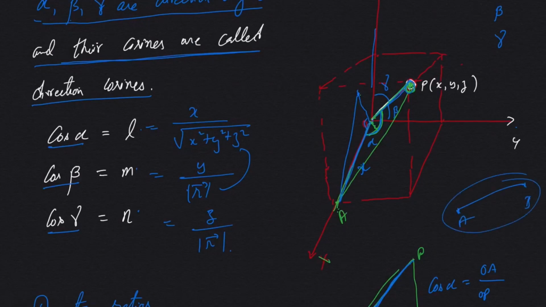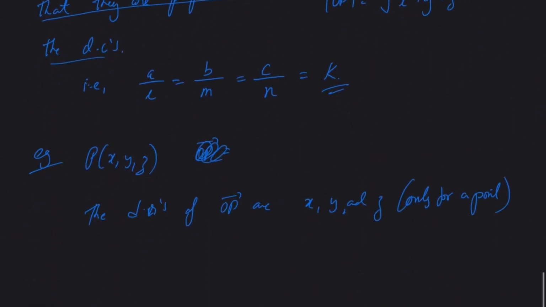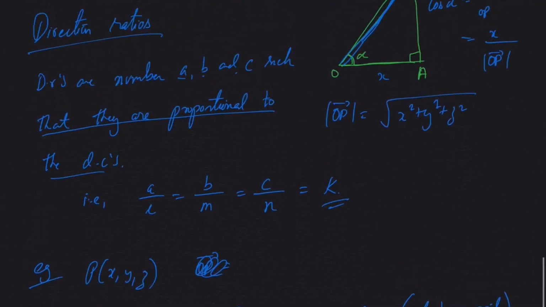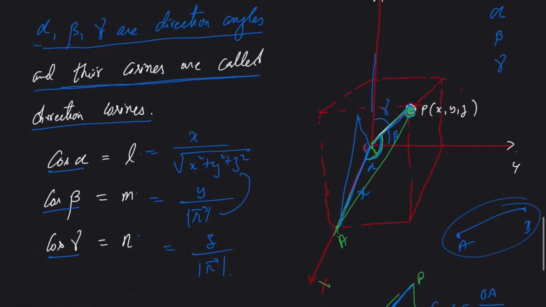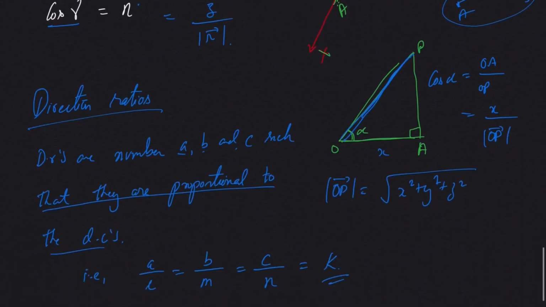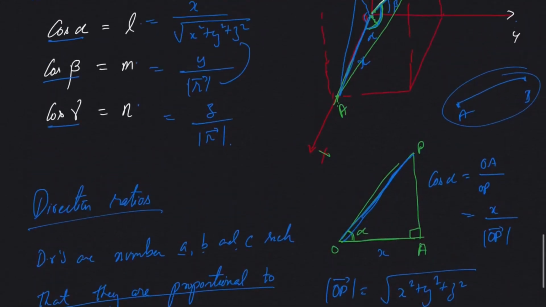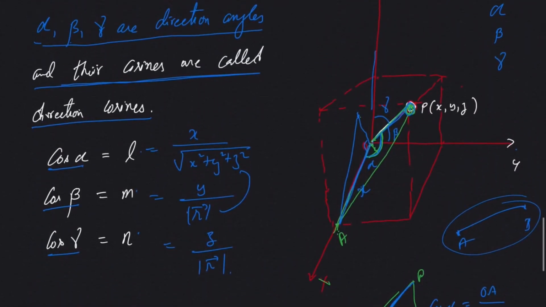In that case, the direction ratios will be different, the way we calculate will be different. We'll soon come to learn about that in the upcoming videos also. Since here we are just discussing a single point, for a point the direction ratios are almost the same as the coordinates only, x, y and z.